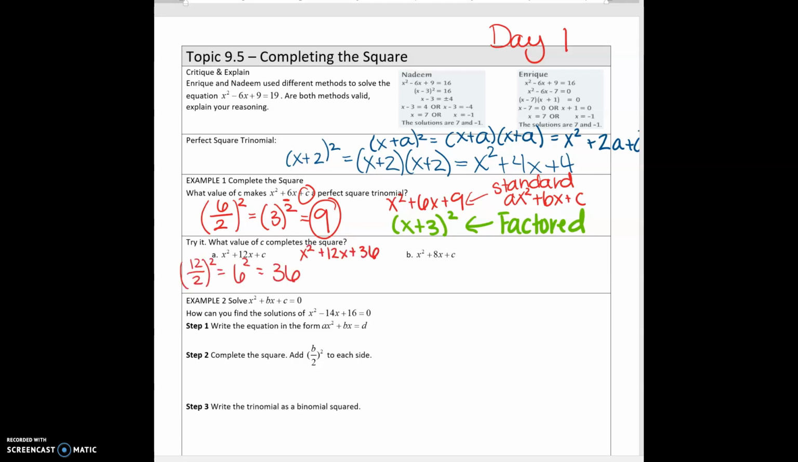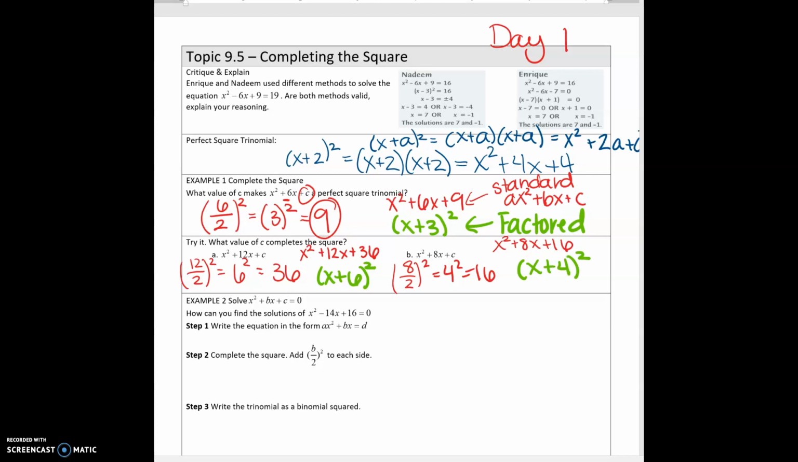So here's the first one. I did b, 12, divided by 2, which is 6, and then I squared it, 36. So c is 36. Factored form would be x plus 6, because that's what would multiply to 36 and add to 12. Doing the next one. Okay, 8 divided by 2 squared is 16. So that's the standard form, and factored form would be x plus 4 squared.